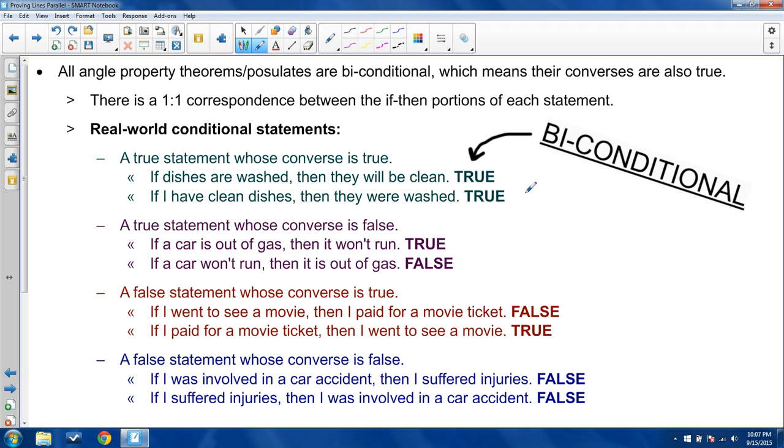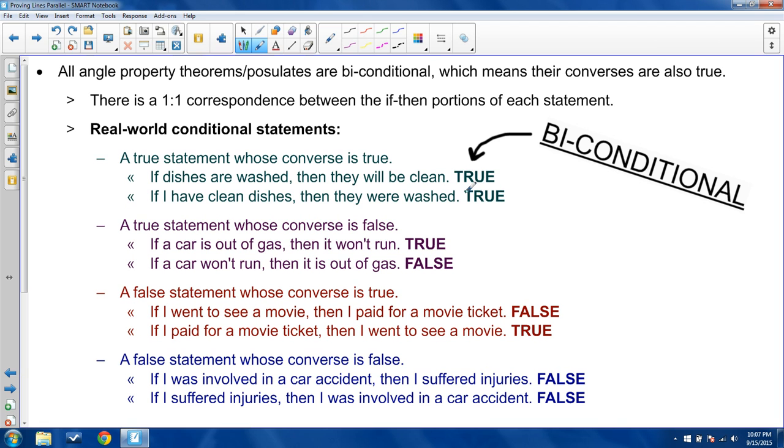So we'll look at a biconditional case in a real-world scenario, and then some non-biconditional cases, and then we'll tie it into math, and then we'll tie it into the things we've been talking about. Okay, so a true statement whose converse is true. Here's a statement: if dishes are washed, then they will be clean. Assume that's true. And if I have clean dishes, then they were washed.